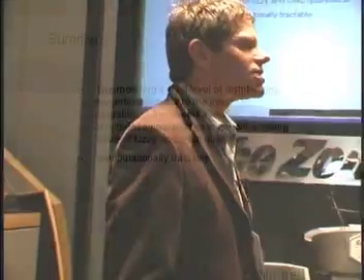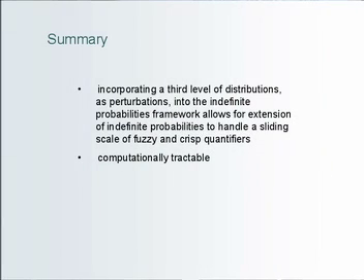So to summarize the basic ideas, we normally have 2 levels of distributions in the indefinite probabilities approach. We introduce the 3rd level as perturbations or errors of measurement. And this allows for a sort of sliding scale of fuzzy as well as crisp quantifiers. And it is actually computationally tractable.